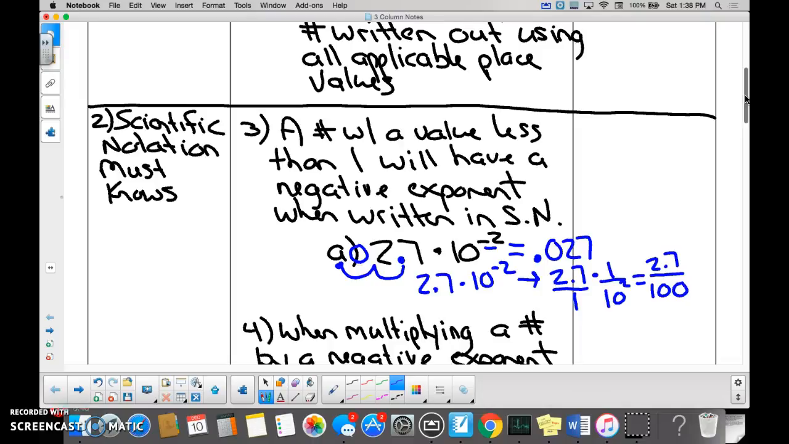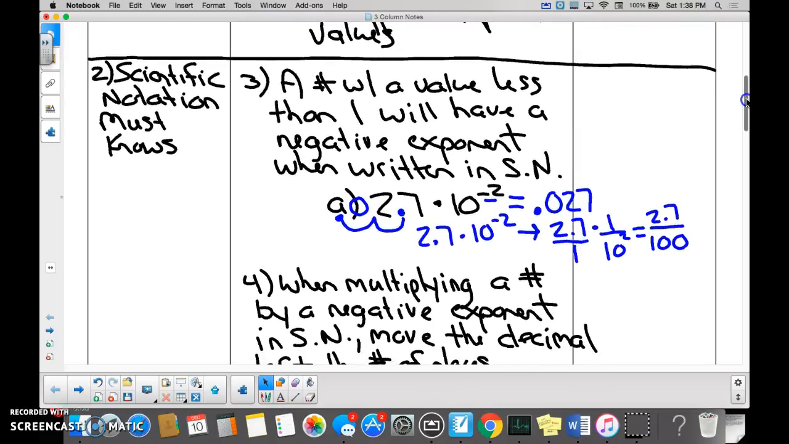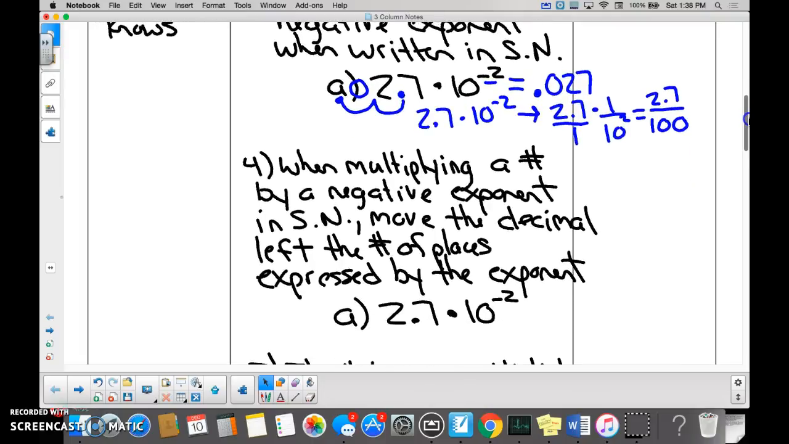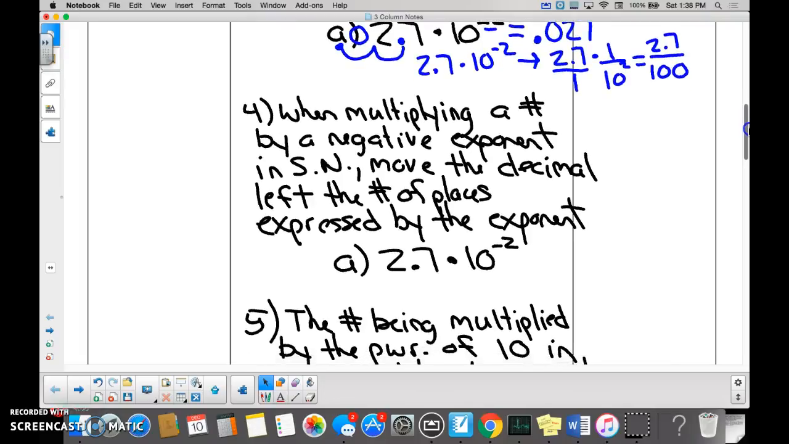So that is just a second way of proving what negative exponents are all about and how they apply to scientific notation. Again, hopefully you're making this a little prettier in your notes than what I did in mine when you're showing the work. Number 4, when multiplying a number by a negative exponent in scientific notation, move the decimal left the number of places expressed by the exponent.